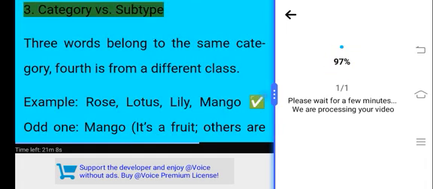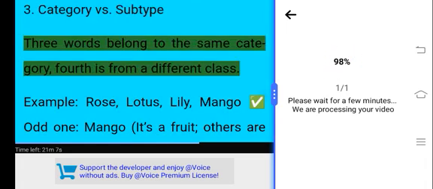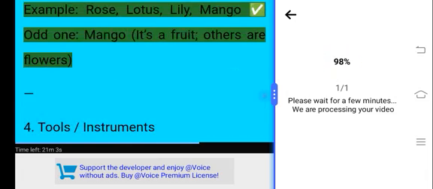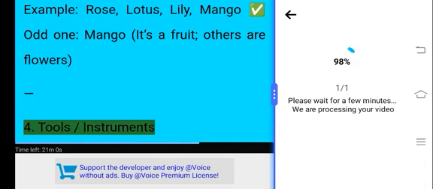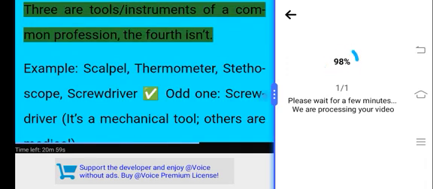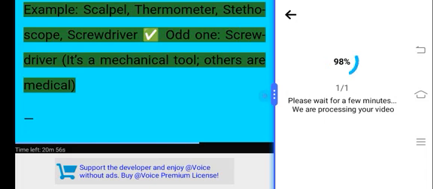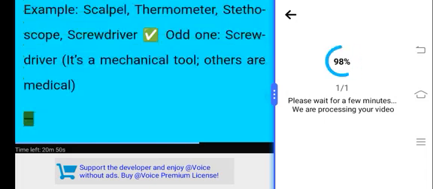3. Category versus subtype: 3 words belong to the same category, the 4th is from a different class. Example: rose, lotus, lily, mango → odd one, mango is a fruit, others are flowers. 4. Tools, instruments: 3 are tools or instruments of a common profession, the 4th isn't. Example: scalpel, thermometer, stethoscope, screwdriver → odd one, screwdriver is a mechanical tool, others are medical.